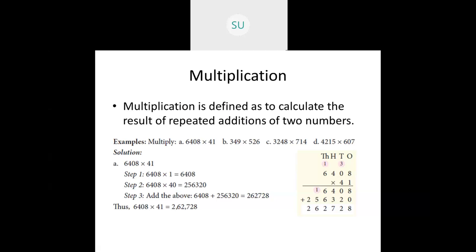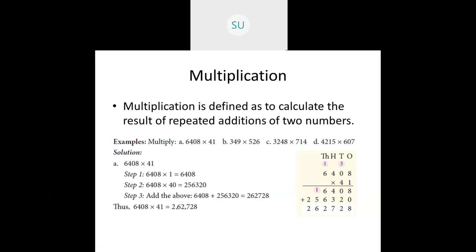So in the first step, you'll multiply the larger number, 6408, with 41. Correct? This 41 we'll split into ones and tens. In the tens place we have 4, whose place value is 40, correct? So first we'll multiply with 1. So 6408 into 1. You know, anything multiplied by 1 is the number itself. So 6408 into 1 will be 6408 itself.